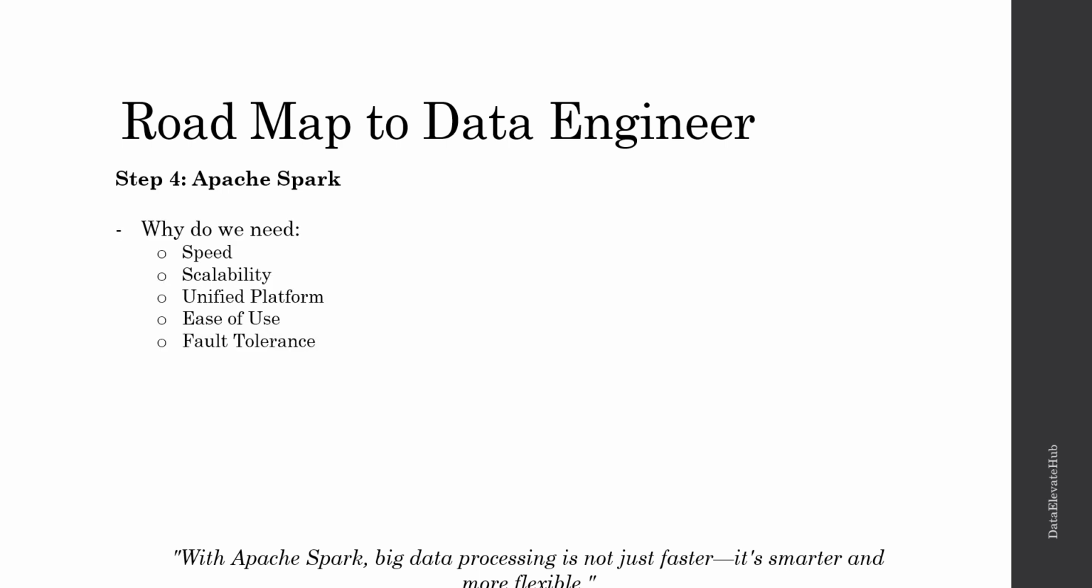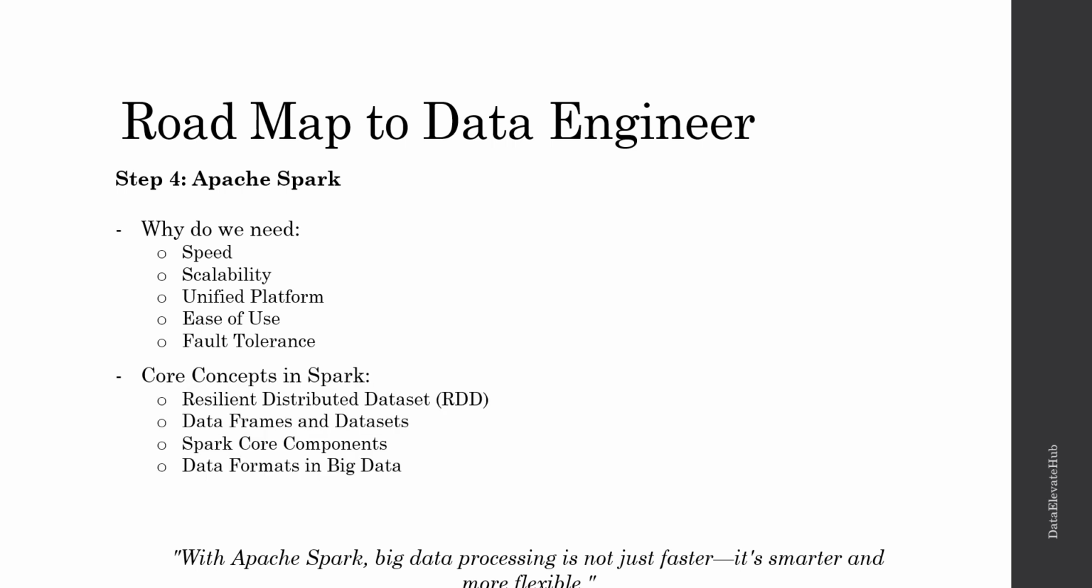Why do we need Apache Spark? It processes data faster than traditional MapReduce due to in-memory computation, and it handles terabytes or petabytes of data by distributing it across clusters. It supports multiple workloads, batch, streaming, machine learning, and graph processing, on a single platform. It has high-level APIs in Python, Scala, Java, and R. And it is fault tolerant. It will automatically recover from node failures during processing.